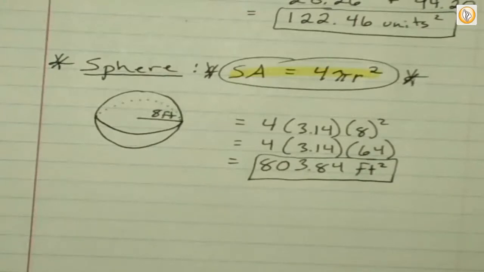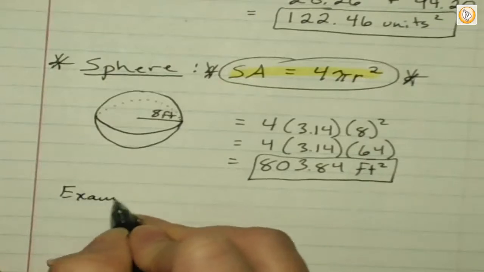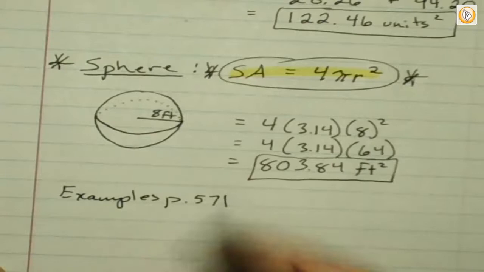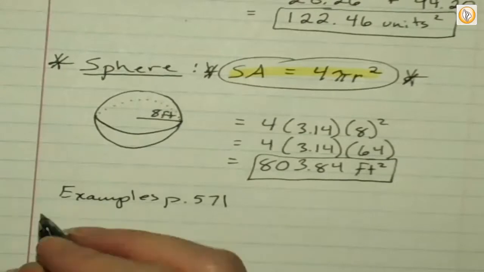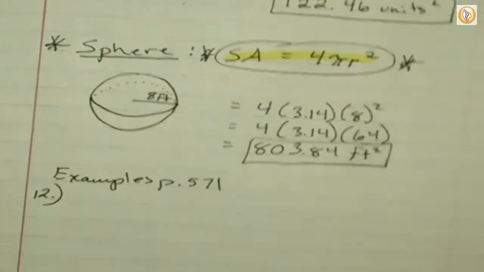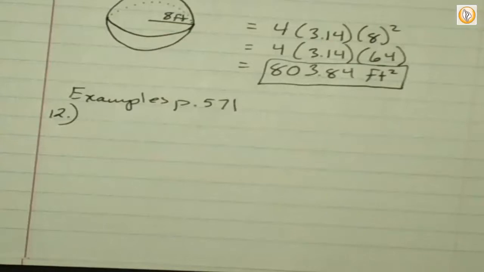All right. Let's start. Open your books to page 571. Anyone have questions over sphere? We're going to start with number 12. I'm looking to make sure everyone has their books open and that you've copied all the notes. Hopefully you've copied all the notes. I'm giving you time.